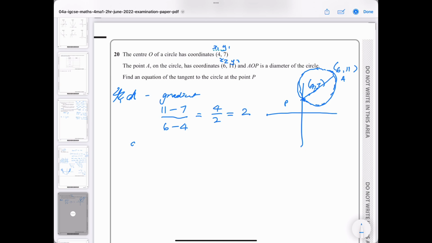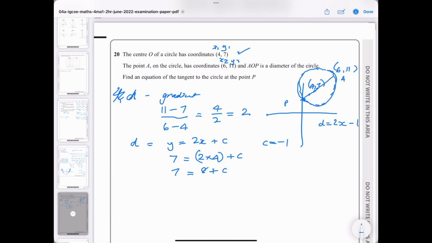So far we know that D is y equals 2x plus c. And now to find c, we can put in the easiest point, so we can put in 4, 7. So 7 equals 2 times 4 plus c, which equals 8 plus c, and so c equals minus 1. So D equals 2x minus 1.